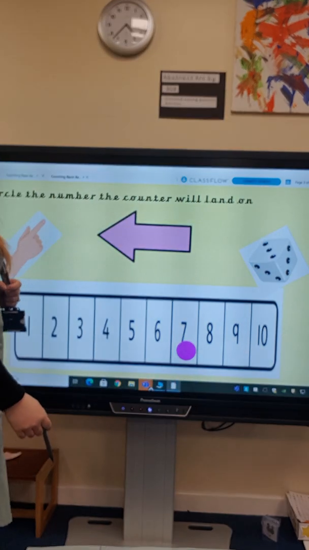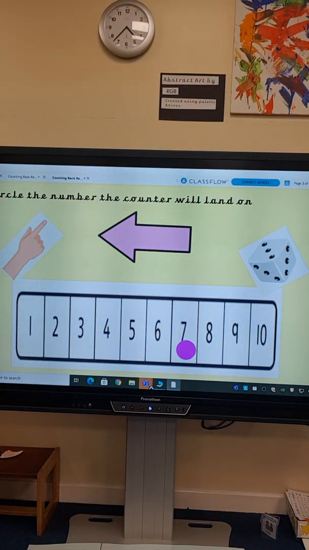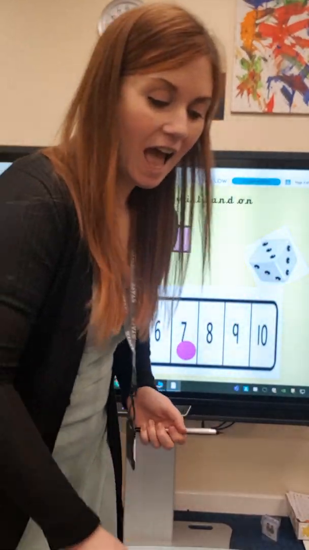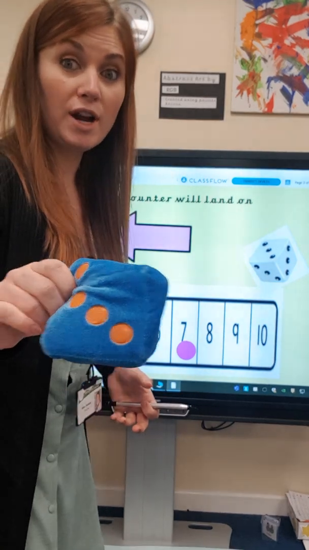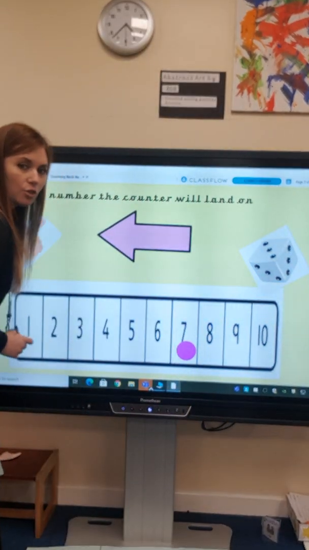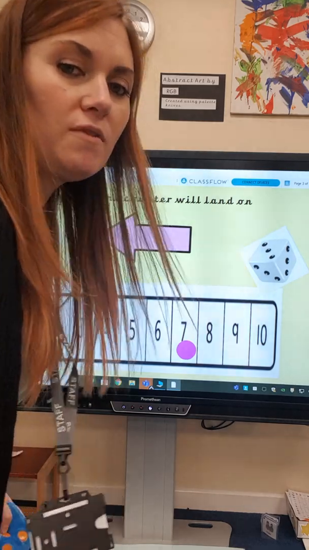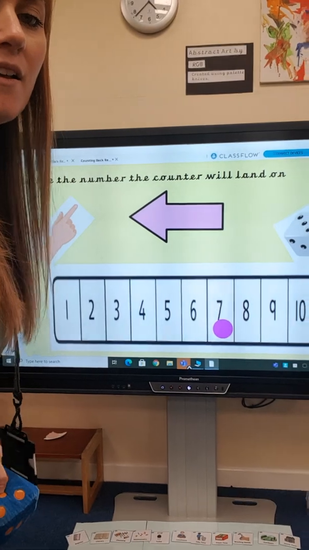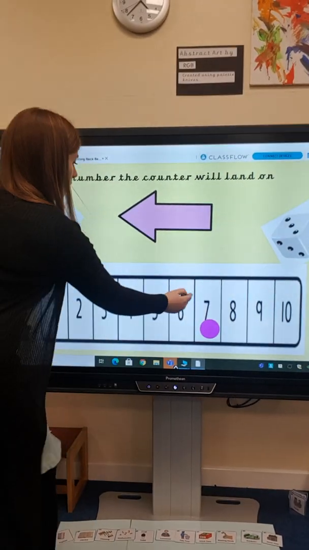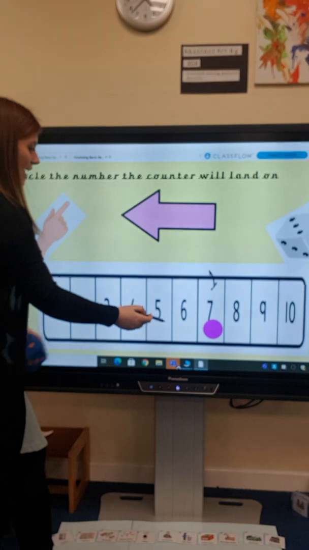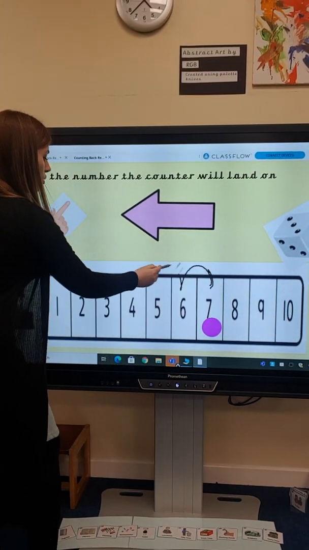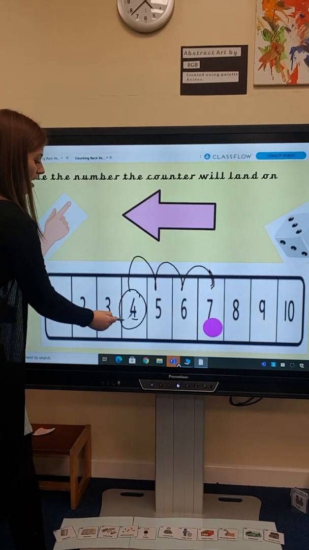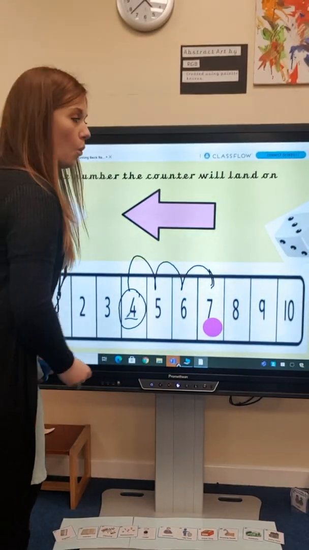So circle the number the counter will land on. And this time we're counting back. So we've got number 7. I'll roll my dice and it's landed on number 3. So I'm going to count back 3 from 7. I'm just going to slightly move this to make sure you can see the 1 as well. There we go. So I'm going to start on my 7 and count back 3. 1, 2, 3. So if you start at 7 and count back 3, I'm landing on number 4.